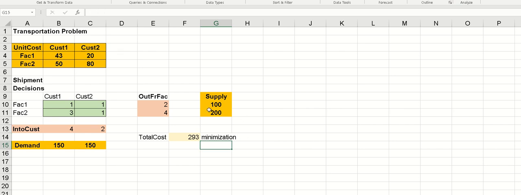These are constants. This is given from the problem. Now, how are these formed? You see, this is some product B4 to C5. If I press F2, you see here, this is B4 to C5, and B10 to C11. All right? So this is the first formula you have to take. This is what we call the objective function.